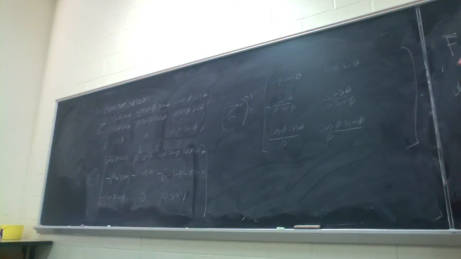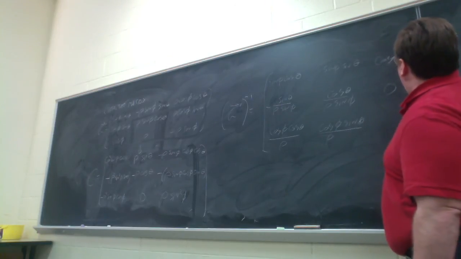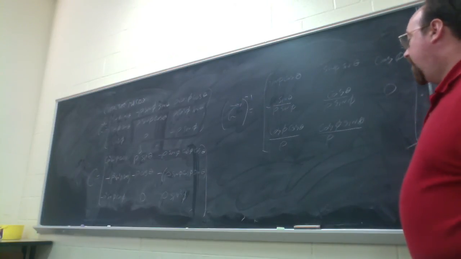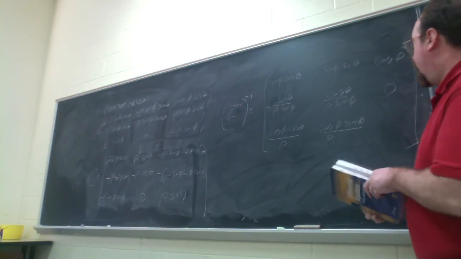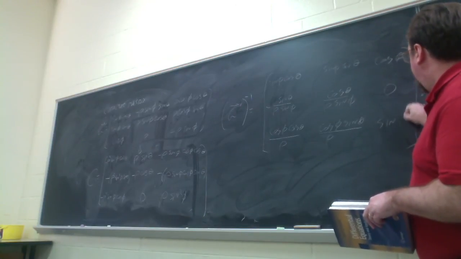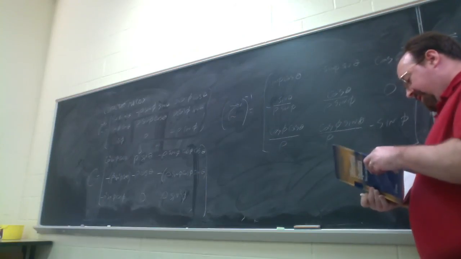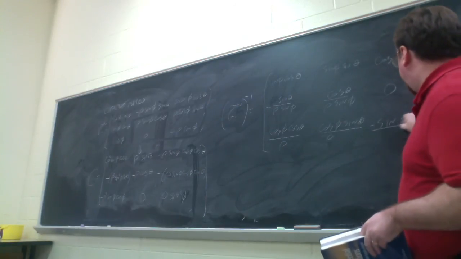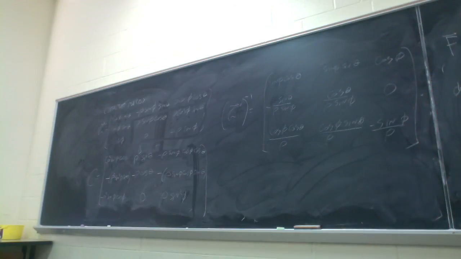And then fill in the third column using the third row. The first entry is zero, and we have cosine phi and minus sine phi over rho. Yes, because there's only one row there. Okay, so that is G prime inverse.